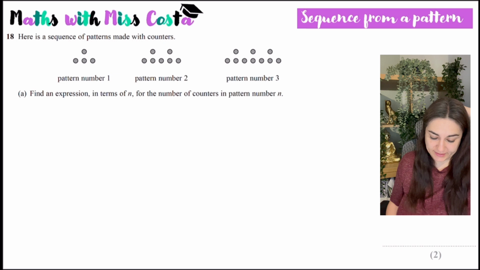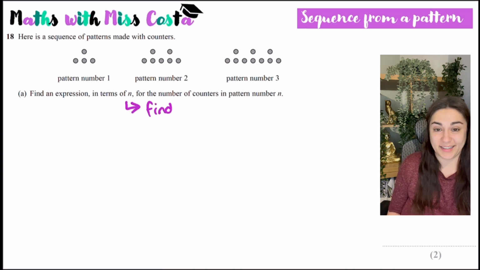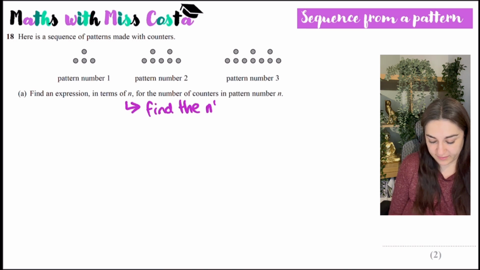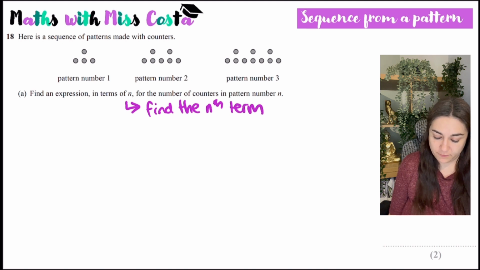So here is a sequence of patterns made with counters. Find an expression in terms of n for the number of counters in pattern n. Essentially what this is asking you to do is find the nth term. So find the rule for the sequence. So let's count what the numbers are.